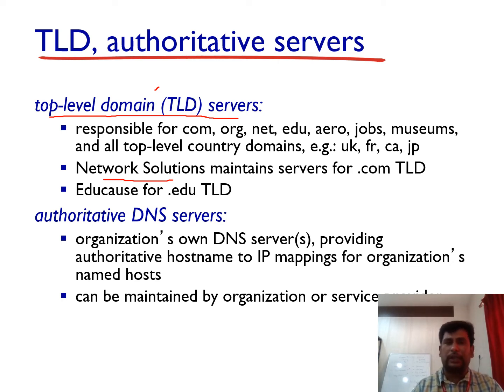There is one more type of DNS server called authoritative DNS servers. What is meant by authoritative DNS servers is that organizations maintain the DNS servers on their own, and the authoritative host name to IP mappings are done by the organization's host itself. This can be done either by the organization itself or by the organization's service provider.